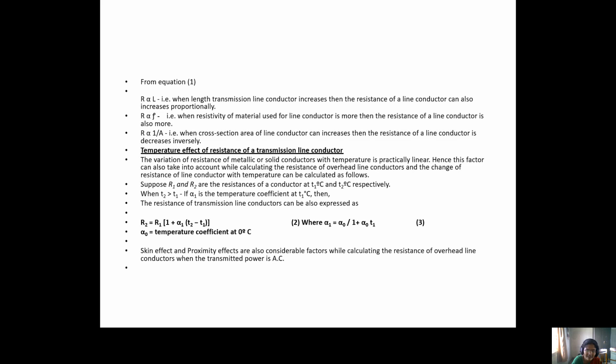Skin effect and proximity effect are also considerable factors while calculating the resistance of overhead line conductors when the transmitted power is AC. Whenever you transmit power, it is either AC power or DC power. If we use overhead line conductors to transmit AC power, then skin effect and proximity effect are also considerable factors while calculating the resistance of the overhead transmission lines.